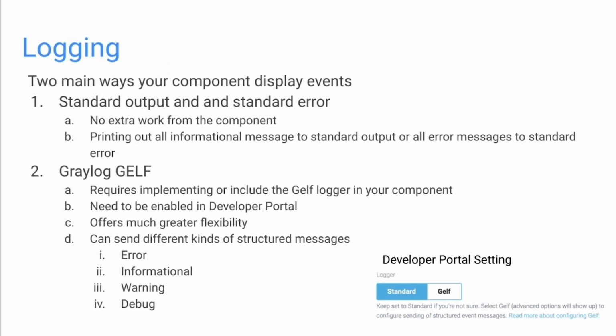As mentioned earlier, there are 2 types of logging in KBC. One is standard and one is called Gelf. Well, the full name is Graylog Gelf. The first one is standard output and standard error. There is no extra work from the component, so all the user needs to do is print out all information messages to standard output, or all error messages to standard error.